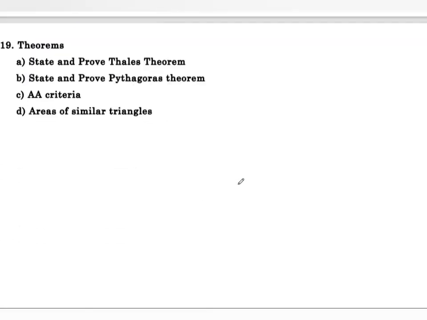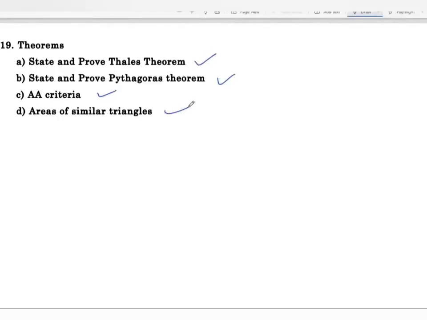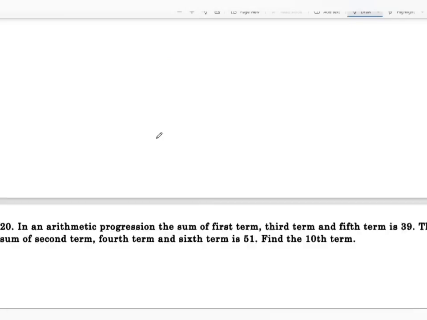Important theorems for 5 marks: definitely a theorem will be asked for 5 marks. State and prove Thales theorem, state and prove Pythagoras theorem, and also the AA criteria and areas of similar triangles. If you practice these 4 theorems, definitely one will be asked in your exam. First practice Pythagoras theorem, then Thales theorem, then the other 2 theorems. From circles we have already discussed yesterday. If you need, I can explain all these theorems in detail in my future videos.